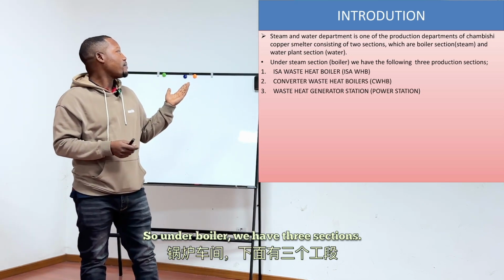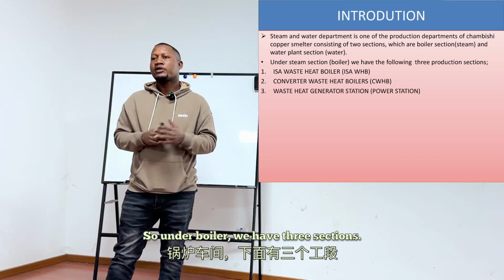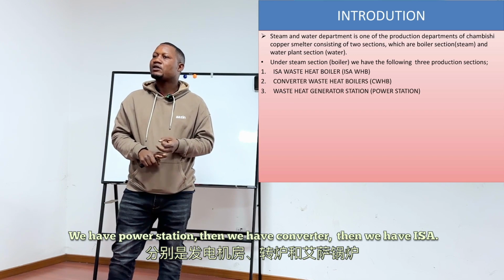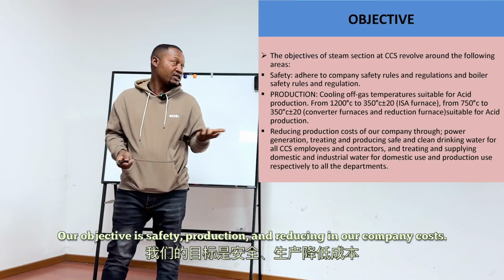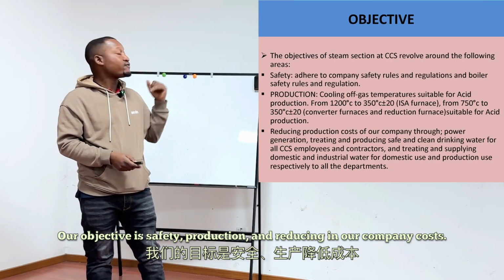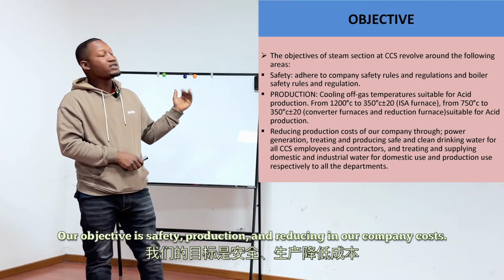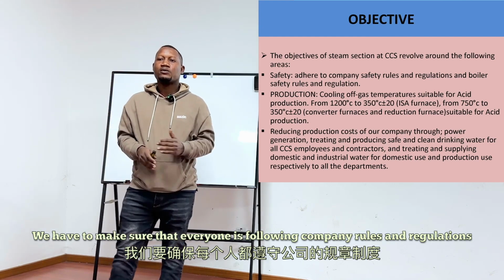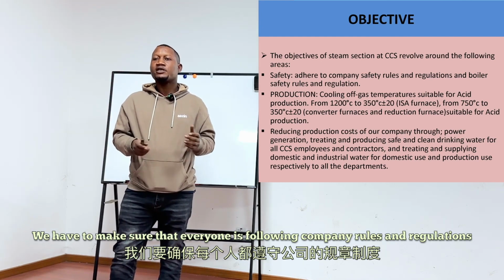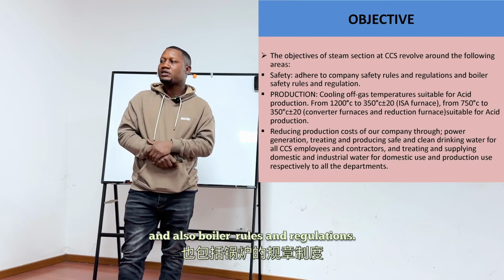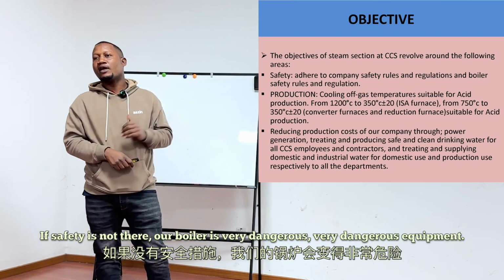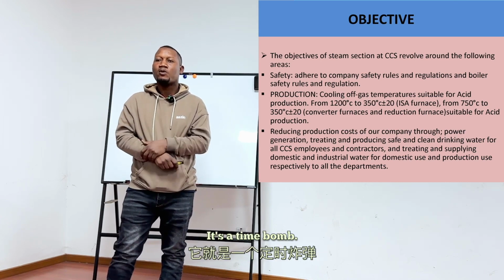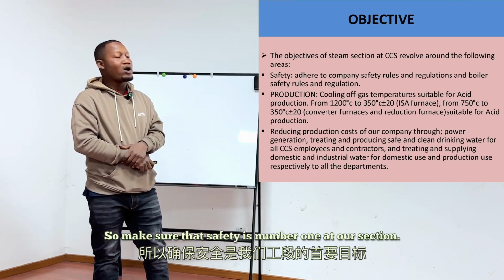Under boiler, we have 3 sections. We have power station, then we have converter, then we have ISA. Our objective is safety, production, and reducing our company costs. We have to make sure that everyone is following company rules and regulations, and also boiler rules and regulations. If safety is not there, our boiler is very dangerous equipment. It's a time bomb. So make sure that safety is number 1 at our section.